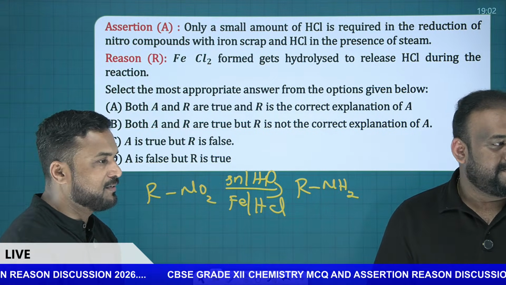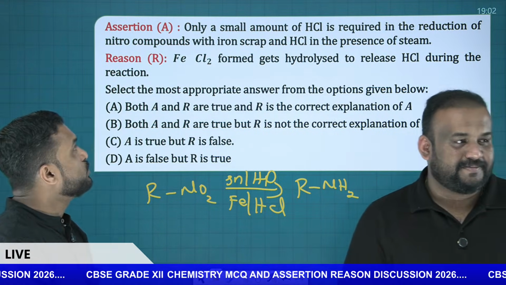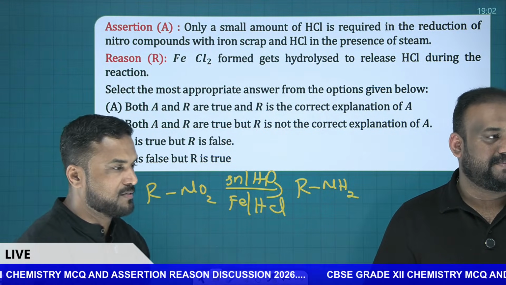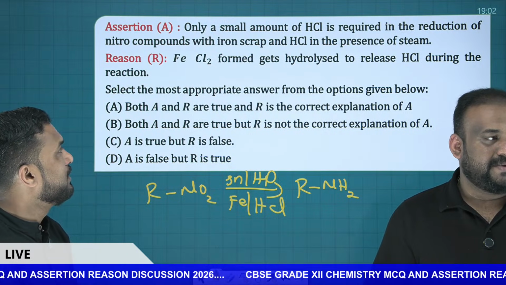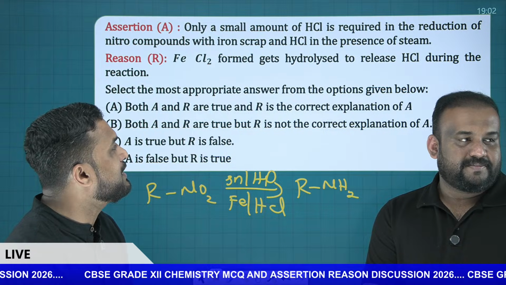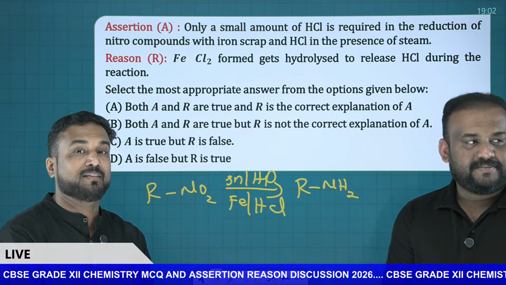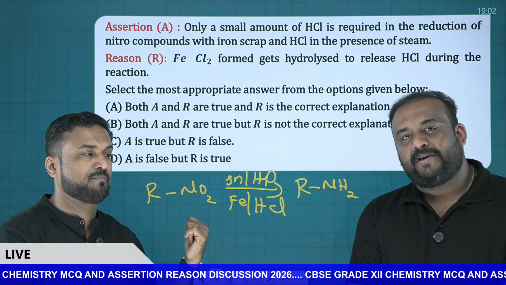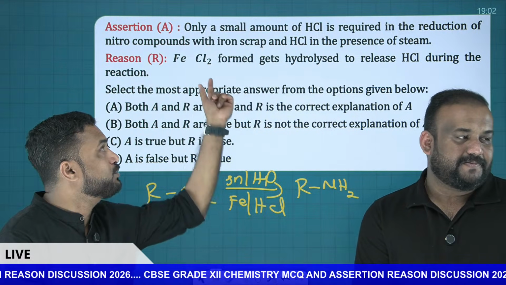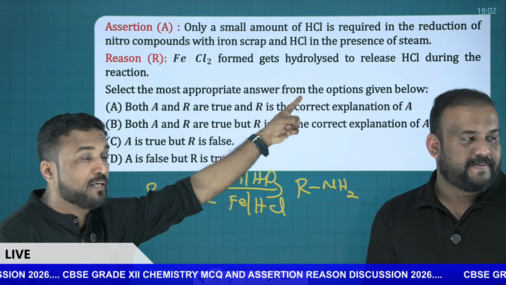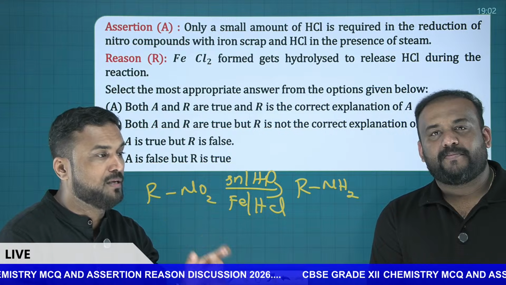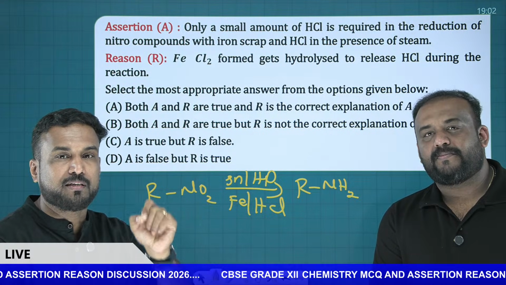Everybody is saying the correct idea. So only a small amount of HCl is required, that is a correct statement. Assertion, all are sending yes. Then what is the reason statement? FeCl2 formed gets hydrolyzed to release HCl during the reaction. That is the reason why this is a cheap one, because more and more HCl will come from the hydrolysis of FeCl2. Once that FeCl2 intermediate is hydrolyzed, you will get HCl again, so you can reuse that one. That is the benefit of Fe/HCl as a reducing agent.